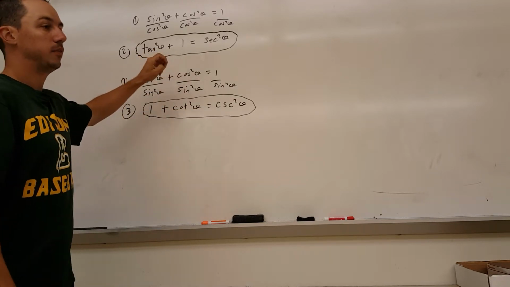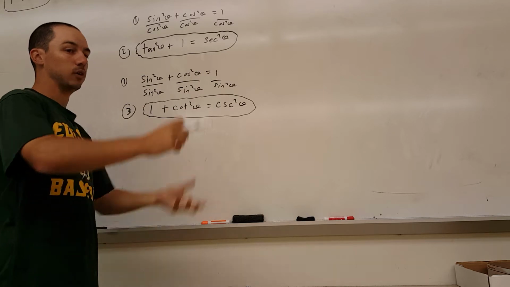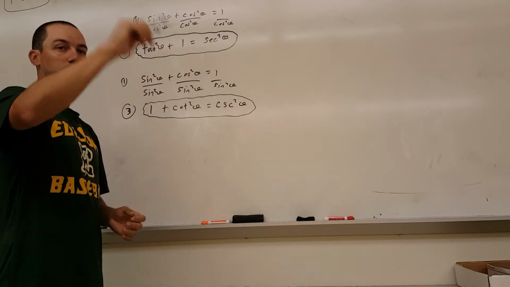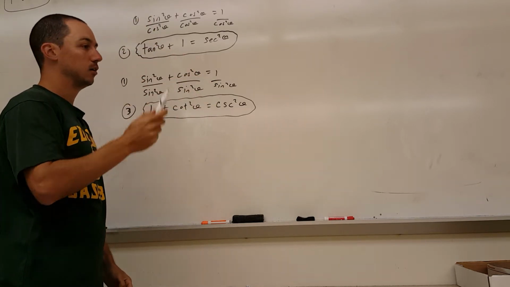So those three Pythagorean identities that we've bubbled, you need to write them all in one spot. Big box around them, star, star, star, Pythagorean identity. Know that.